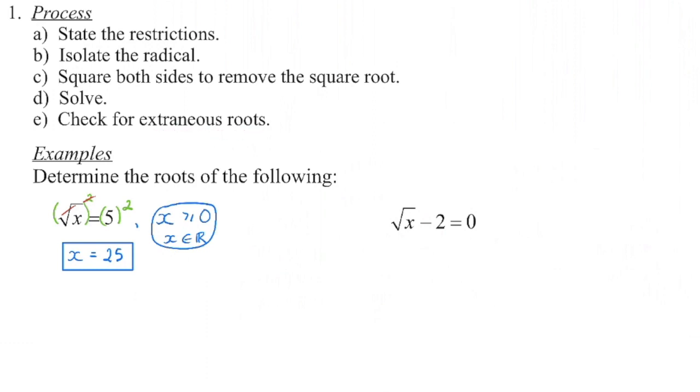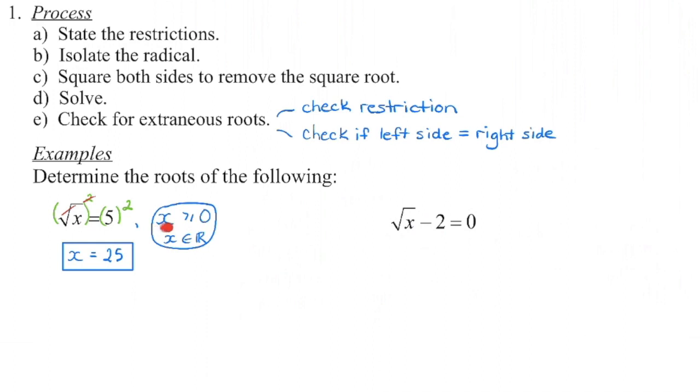Extraneous roots are roots that are mathematically correct. We did everything correctly, but they don't satisfy that original equation. So if we were to substitute this back in, we would not get the left side equaling the right side. There's two things we can look at here. So number one, check the restriction. So we know that x has to be greater than or equal to 0. 25 is greater than or equal to 0.